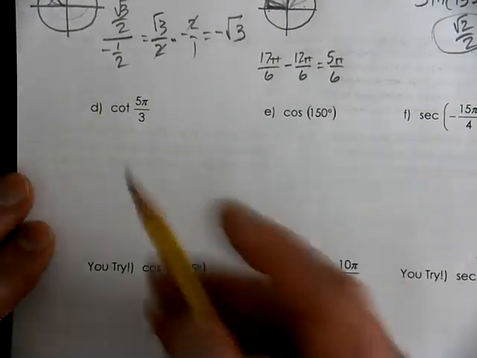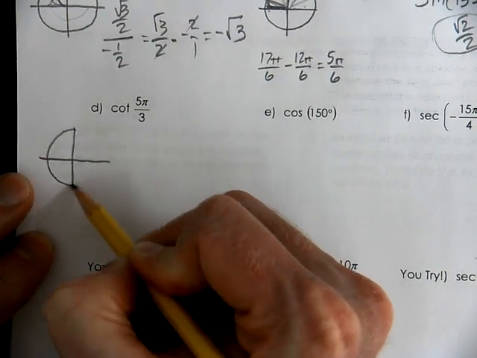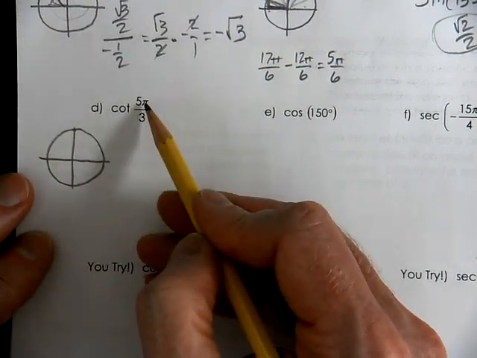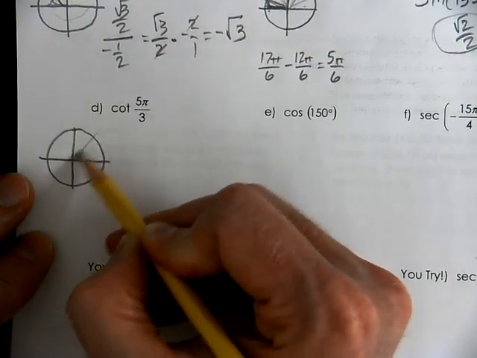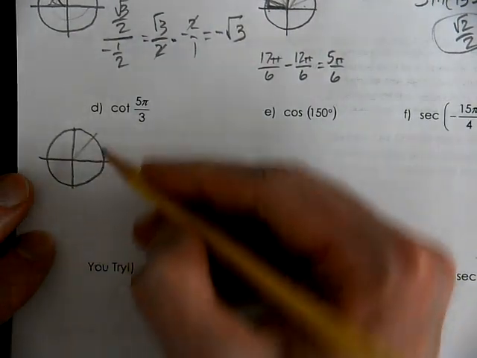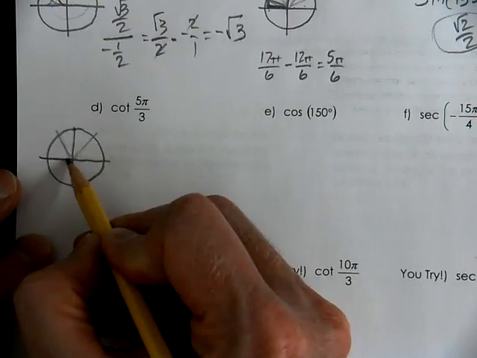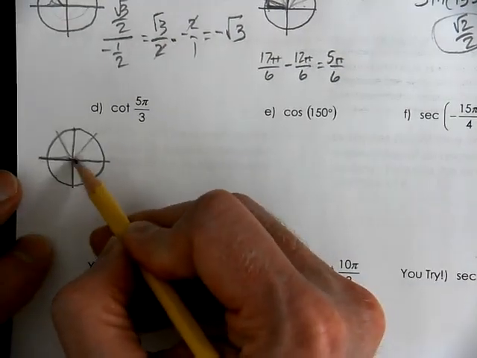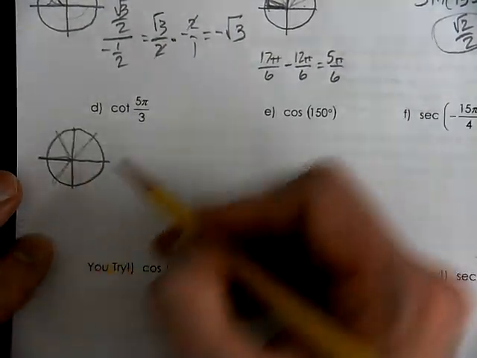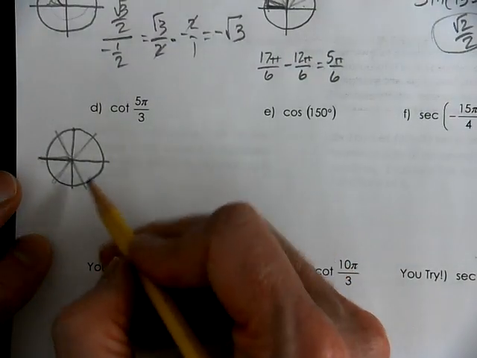Okay, 5 pi over 3. I think about where is 5 pi over 3. This is 1 over 3, which is 60 degrees. This is 2 over 3, that's 120. 3 over 3, which is at pi, or 180. 4 over 3, 240. 5 over 3, there it is.